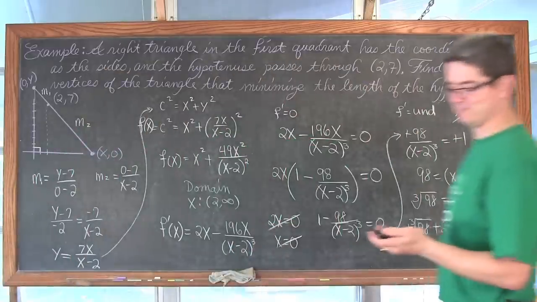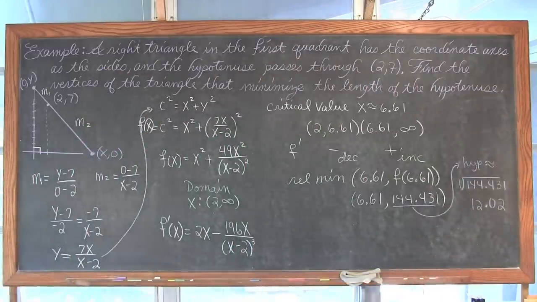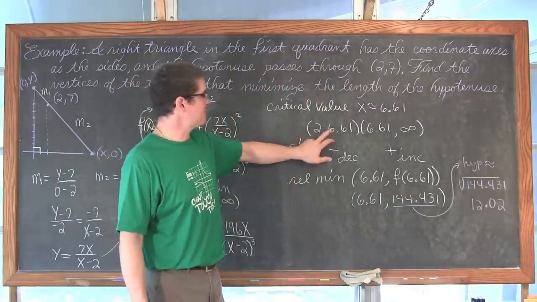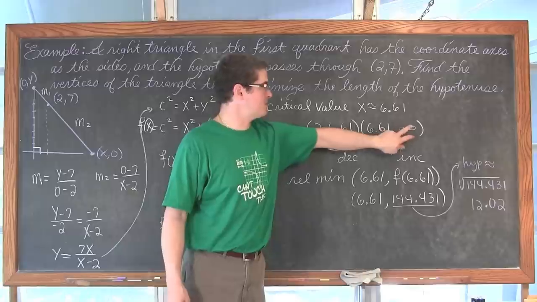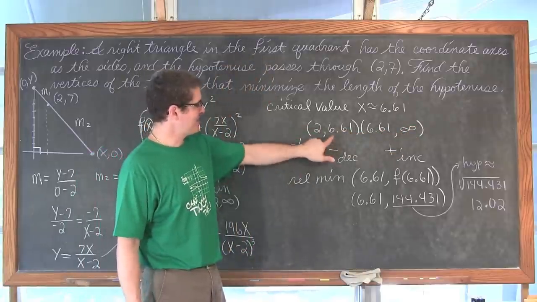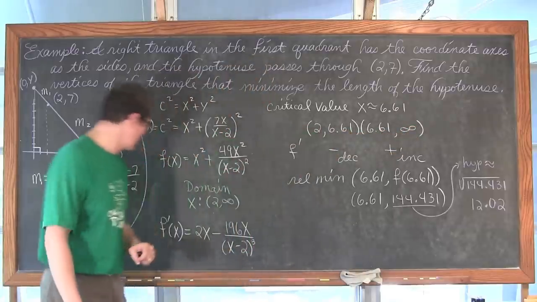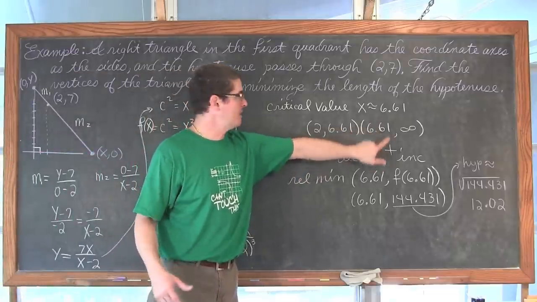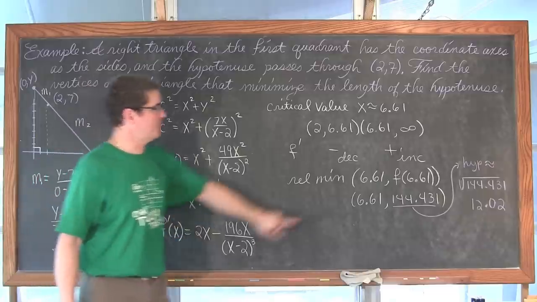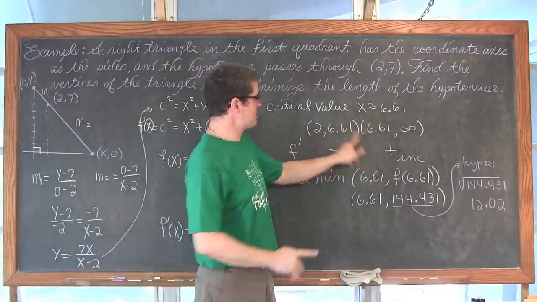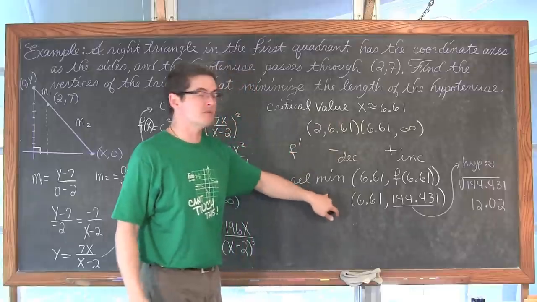We've got some more room. All right, so I set up my intervals from 2 to 6.61 and from 6.61 to infinity. And beyond! Plugged a test point of 3 into my first derivative and got a negative answer. For a test point, I did 7. Plugged it into my first derivative and got a positive answer. So if the function is decreasing and then starts to increase, then at 6.61 we have a relative min.